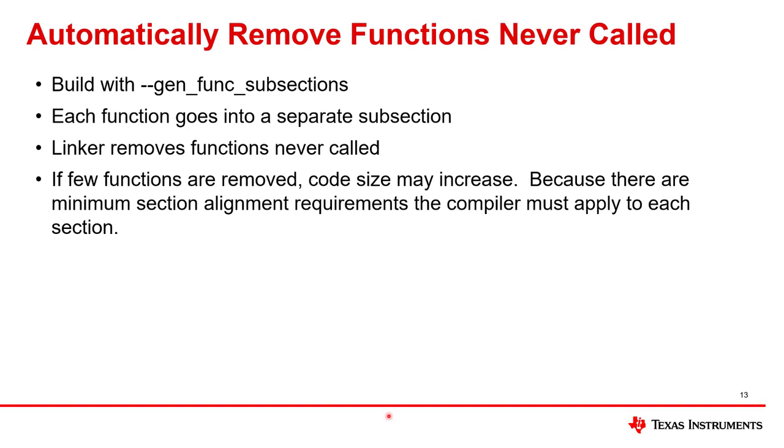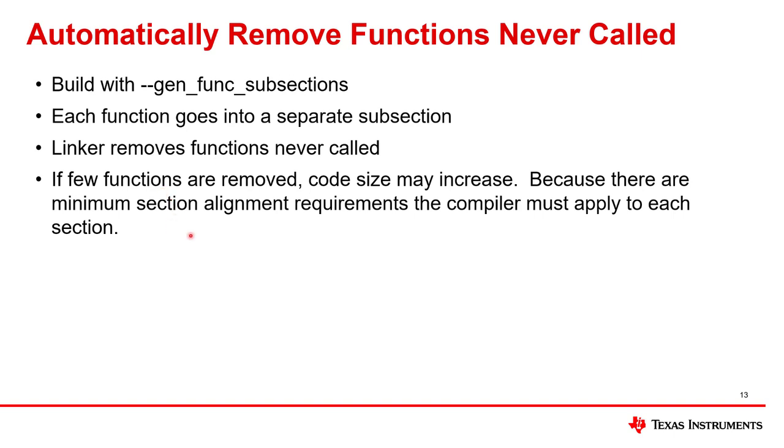There is a way to have the compiler remove the functions that are never called in the program. The way to do that is you build with an option called --gen_func_subsections. What that does is it puts each function into a separate subsection. And then when the link happens, the linker recognizes the ones that are never called and it removes them.